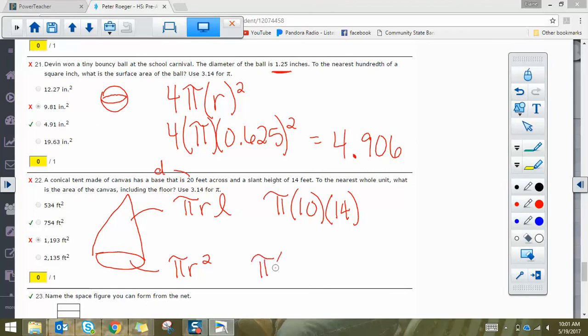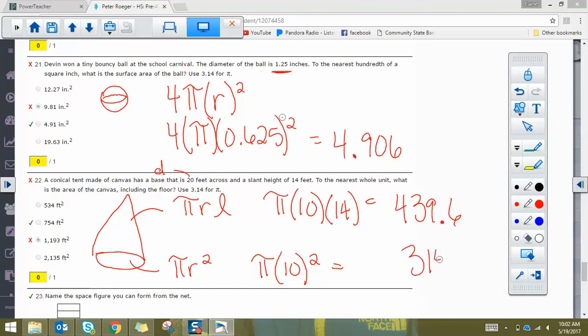Down here we have pi times, again, cut the diameter in half. We are using 10. So 3.14 times 10 times 14 is 439.6. 3.14 times 100 is 314. And when you add those together, you get 753.6, which rounds up to 754.